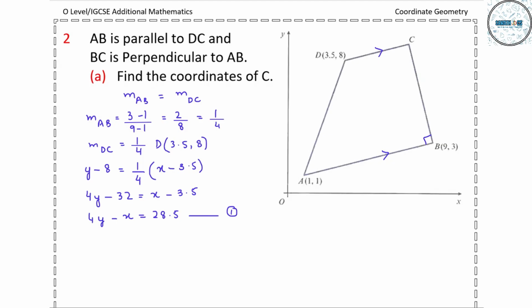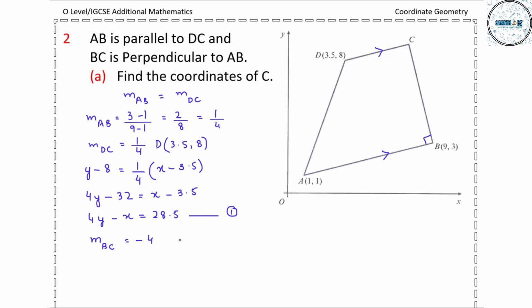Now we will take out the equation of BC. The gradient of BC is the negative reciprocal of the gradient of AB. The gradient of AB is 1 upon 4. It is positive, so it is to be negative. It is 1 upon 4, so when we reciprocate it, it will become 4. So the gradient of line BC is minus 4.